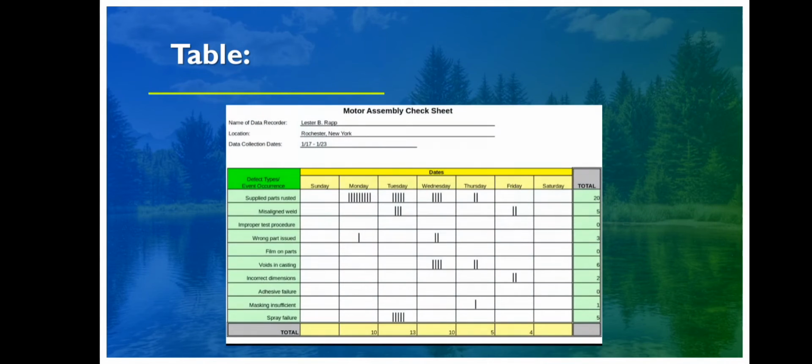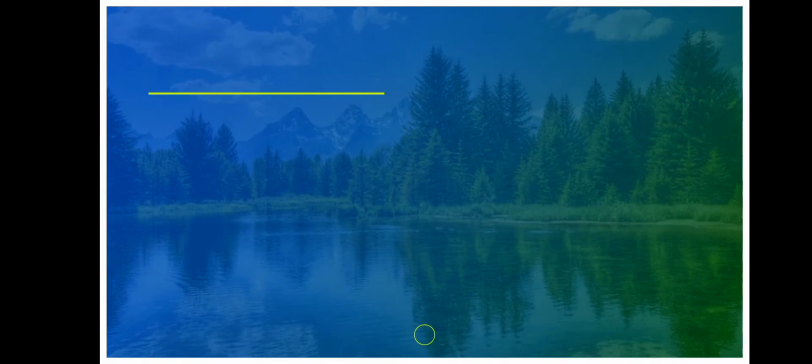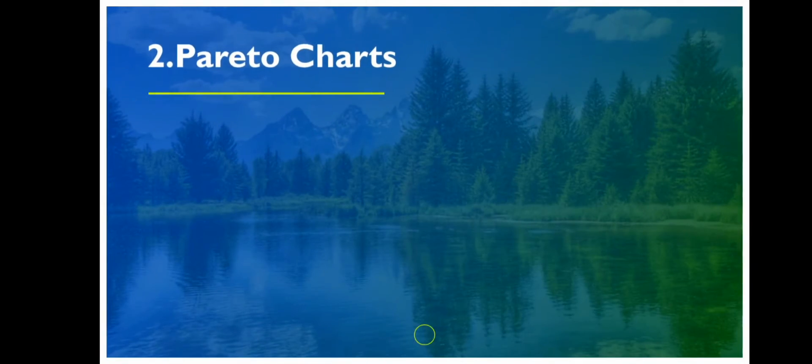This is an example of a check sheet. In this table, two columns are there. The first column represents the types of different defects, and the second column represents the dates like Sunday, Monday, Tuesday, etc. The types of different defects are calculated date wise, and finally the total defective arrivals are calculated. This is shown in the table, and the next topic is Pareto charts.